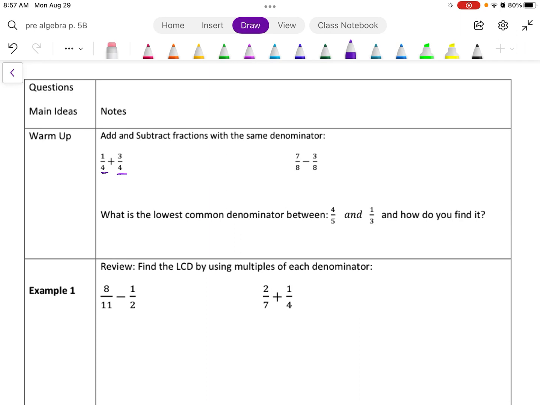Those have the same denominator. It's 4, which means we can combine them. 1/4 plus 3/4 would be 4/4, which is equal to 1.